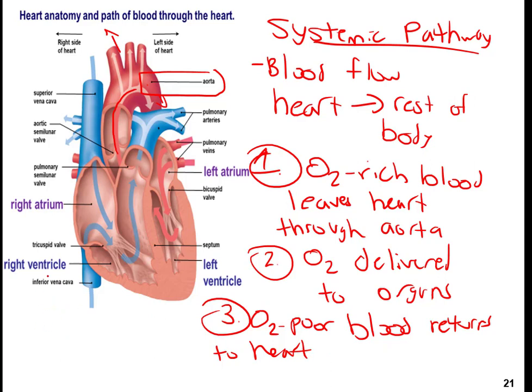And there's 2 special veins. There's one here called the inferior vena cava. The inferior vena cava is blood coming from the lower body back to the heart. And then the second vein up here, the superior vena cava, is blood coming from your brain and your upper body back to the heart. So that is the first pathway, the systemic pathway.